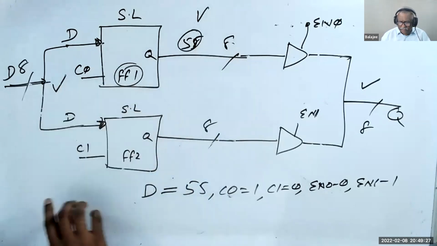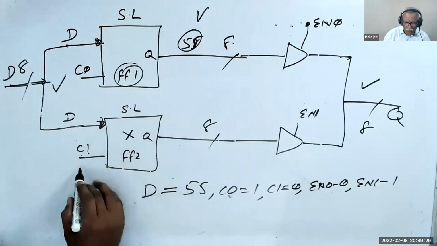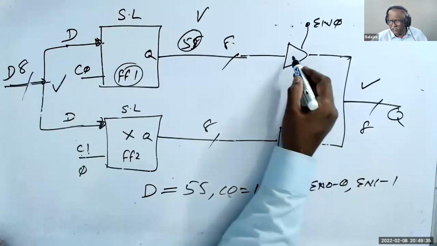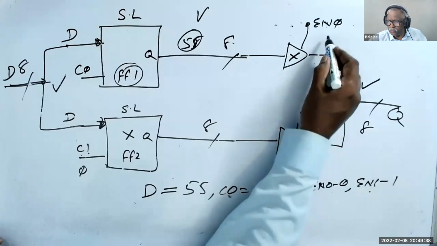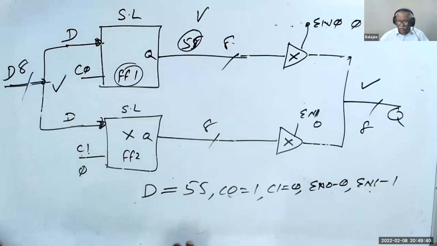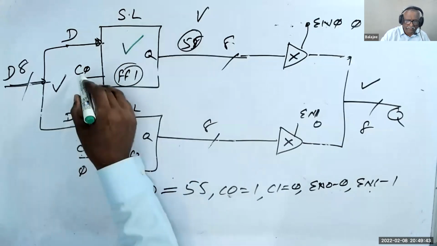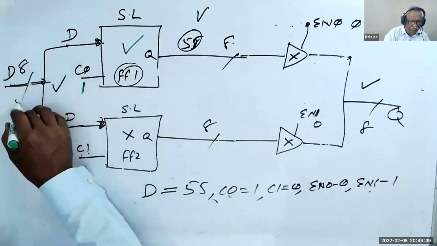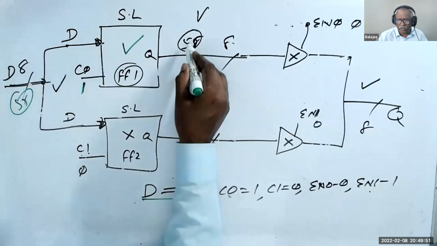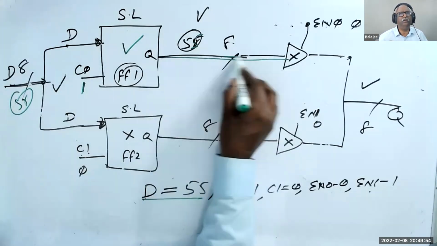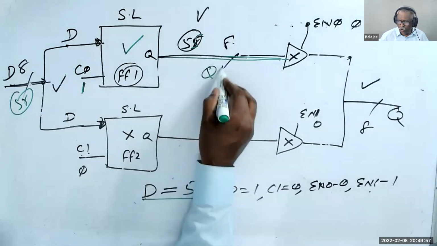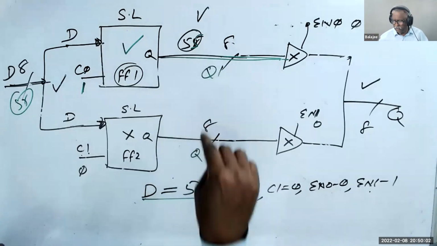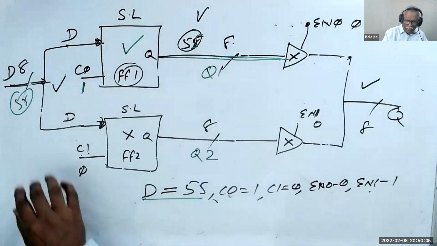There's one operation taking place. Now what happened? This guy is off because C1 is 0. This guy is off because enable 1 is 0. This guy is off because enable 0 is 0. But this guy is on because C0 is 1. Since this guy is on, that 55 I give here will go here. Let us assume Q1, Q2. It goes to Q1. Am I right? Now Q1 becomes 55.